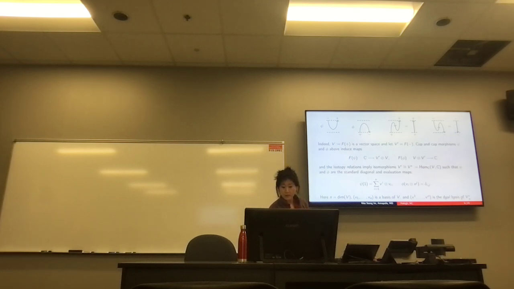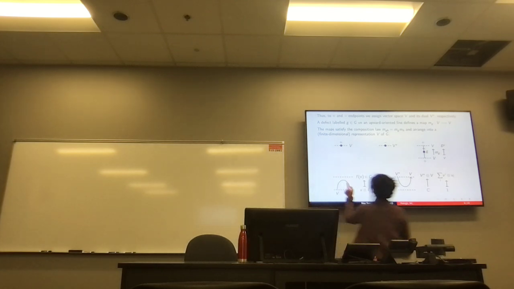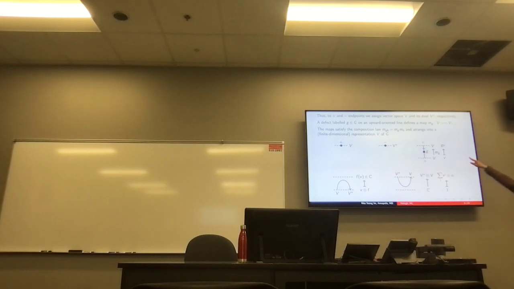Question? Yes. If there are no dots, is that like the unit element of the group? Huh? If there are no dots in the strings, is that the unit element of the group? Yes. You could put a dot labeled as 1 or unit. Correct. So to plus and minus endpoints, we're really assigning a vector space and the dual vector space, respectively.